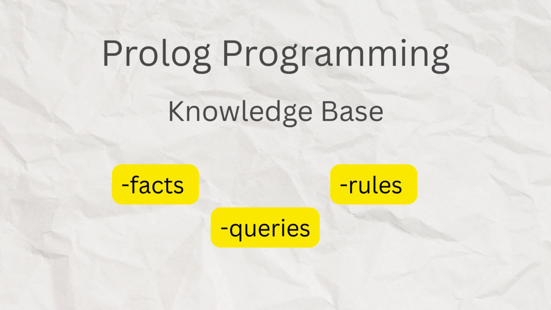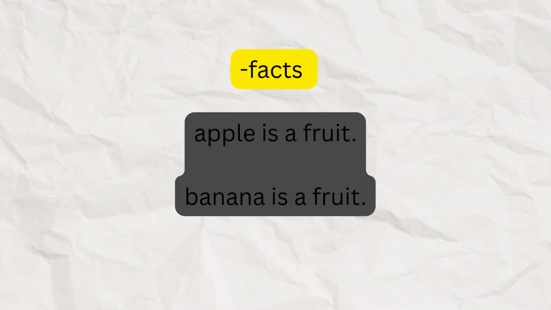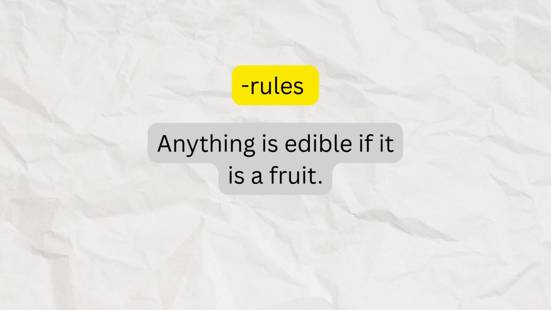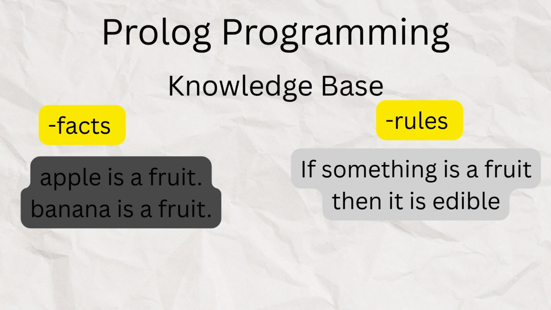We can start with facts and rules. For example, a fact can be apple is a fruit. Another fact might be banana is a fruit. Now we can write a rule like anything is edible if it's a fruit. So we have facts: apple is a fruit, banana is a fruit. Rule: if something is a fruit, then it is edible.